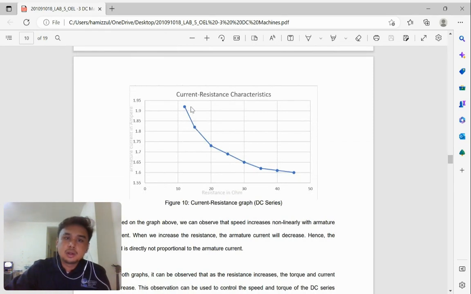And for the current resistance characteristic graph, based on the graph, we can observe that speed increases non-linearly with armature current. When we increase the resistance, the armature current will decrease, hence the load is not directly proportional to the armature current.